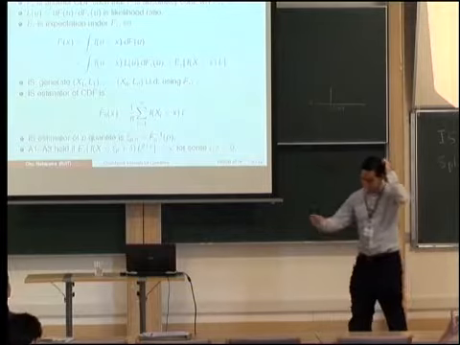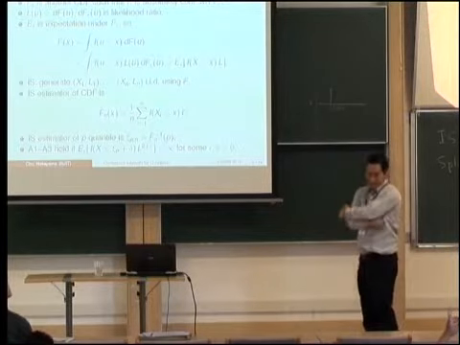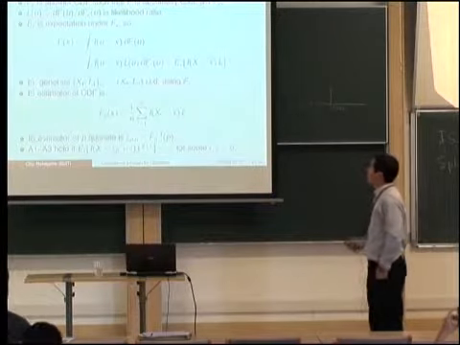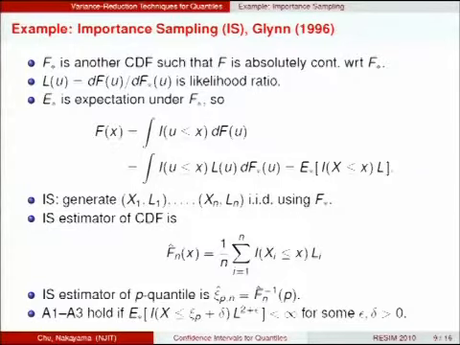OK, so this is just a review of some of the other previous speakers' slides, so I'm going to go over this fairly quickly. One possible variance reduction technique that we could use is importance sampling. And this was proposed by Glynn in 1996.